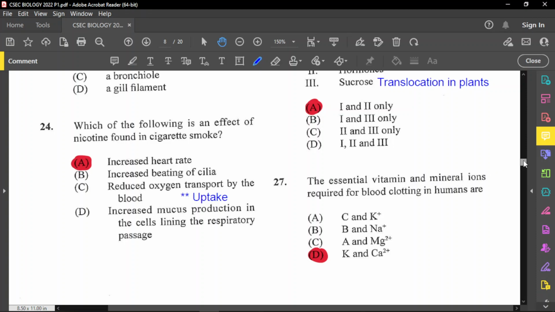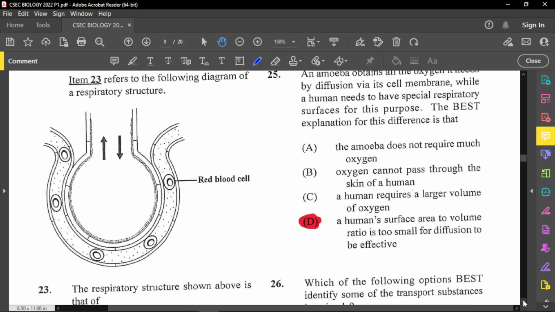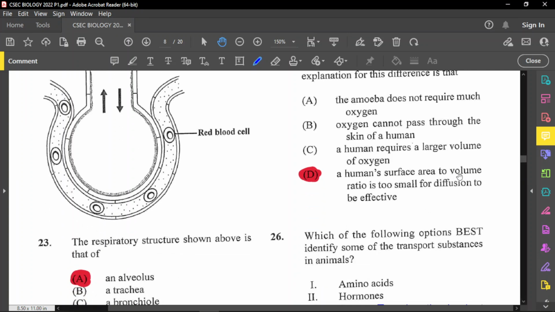All right, so 25. I think 25 is up top. Yep, indeed. All right, so 25: an amoeba obtains all the oxygen it needs by diffusion via the cell membrane, while a human needs to have special respiratory surfaces for this purpose. The best explanation for this difference is that, and the answer is here, this is a repeat question again, which I've already explained in a past paper before. And it said that a human's surface area to volume ratio is too small for diffusion to be effective. And that is why we take in gases directly into our lungs via tubes, which are the trachea, the bronchi, and the bronchioles, right?